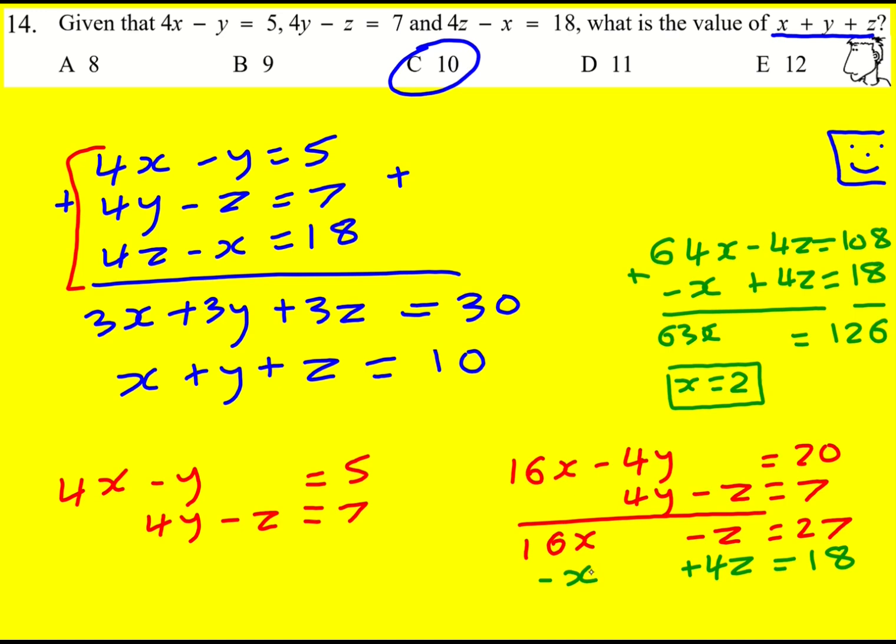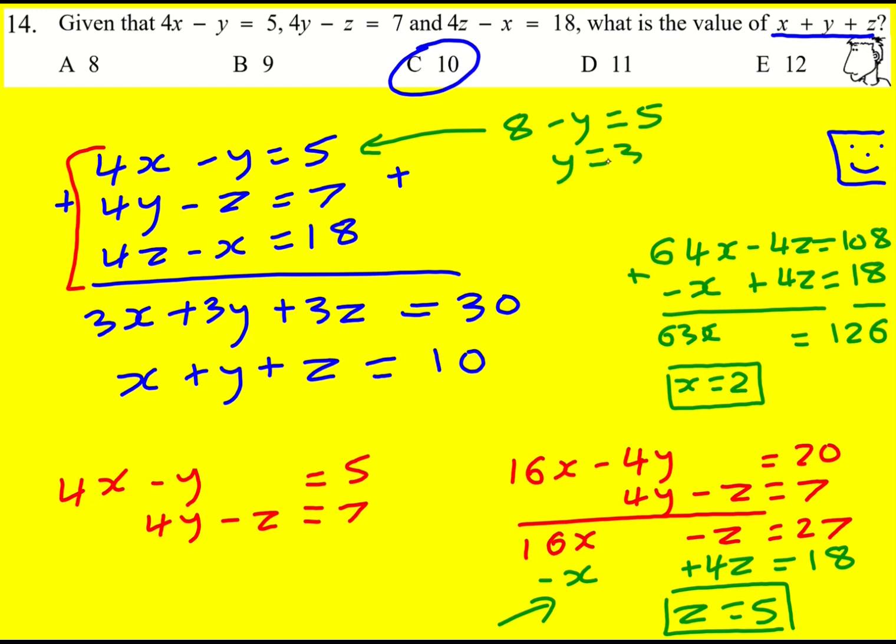We can now substitute that back in. So I could put it back into here. So minus 2 plus 4z is 18. So 4z would be 20 and z would equal 5. And then put that back in. We'll put x back into this one as well. So that will give 8 minus y equal to 5. So y would equal 3. And then we can add those up. 3 plus 2 plus 5 gives 10.